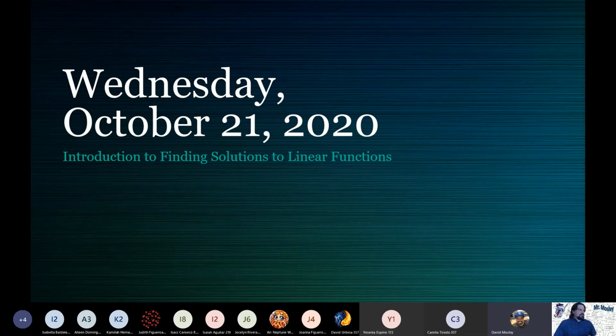So today is Wednesday, October 21st, 2020. We'll be introducing finding solutions to linear functions. Some of you may have already seen this in middle school, and that's perfectly okay. Some of you may not have seen it before, and that's perfectly okay. So again, let's get started.